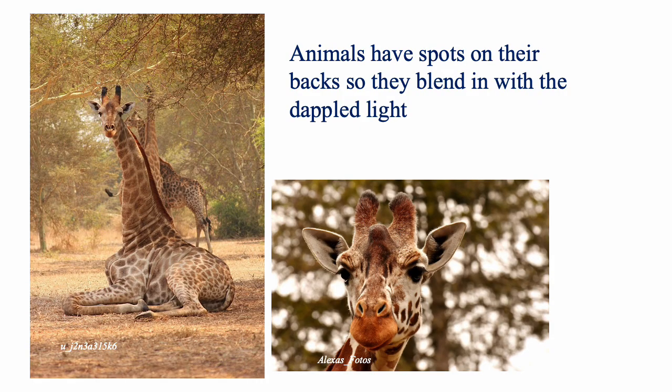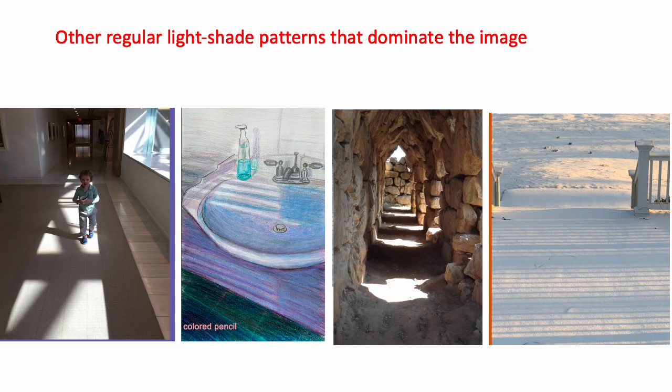Animals have spots on their backs, so they blend in with the dappled light. Here are some other light shade patterns, like the window panes, the blinds, the openings in the tunnel, and the fence. Like dappled light, these patterns are important to the image and most effective when superimposed on relatively simple scenes. The subject becomes less important than the light itself.